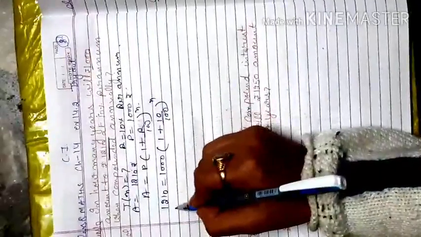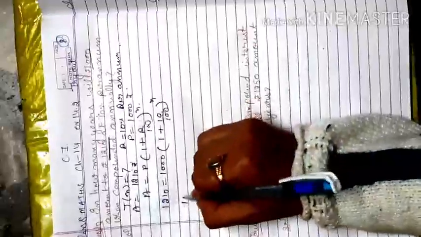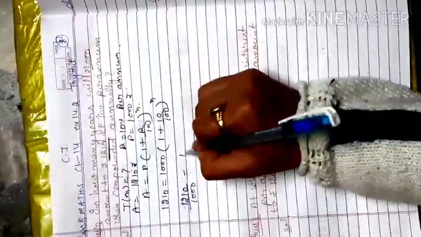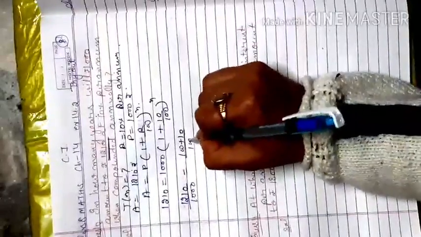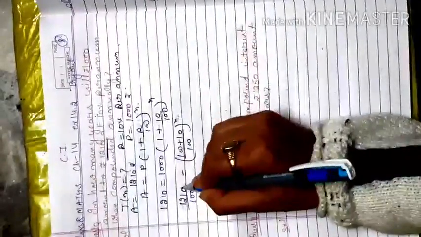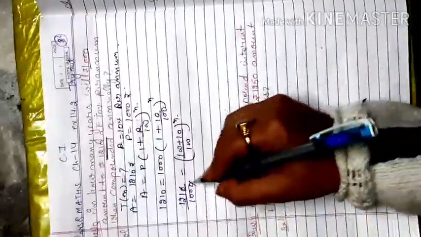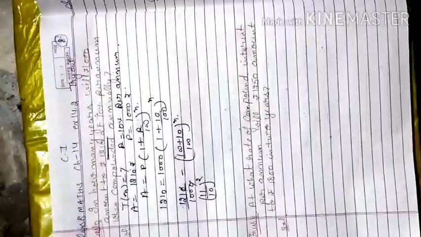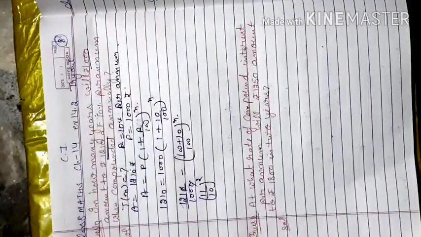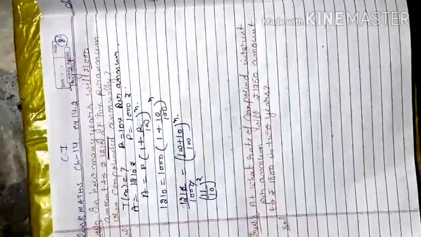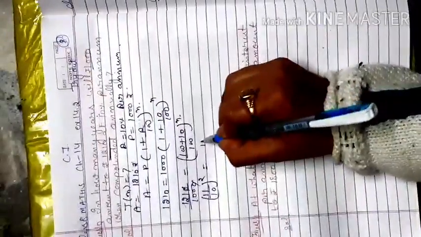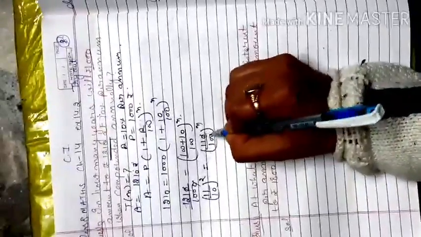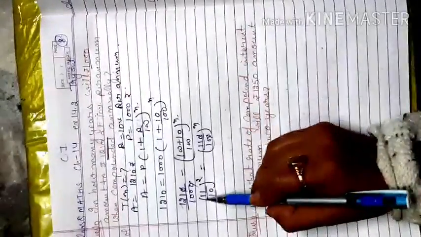So first we cross multiply: 1210 divided by 1000, and here we take the LCM, (100 plus 10)/100 raised to power n. So a 0 is cancelled, giving 121 by 100. This is (11/10) whole squared, because when you multiply 11 two times, that gives you 121, and when you multiply 10 two times, that gives you 100. So here it will be 110 by 100 raised to power n. A 0 is also cancelled, so here also 11 by 10, and here also 11 by 10.